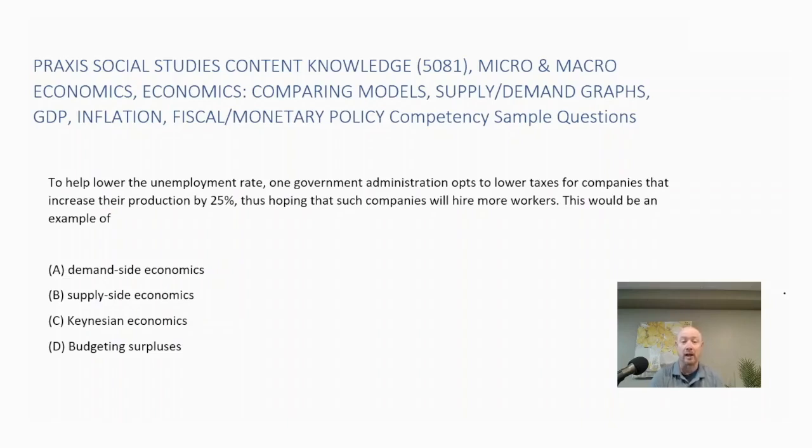All right, so what we're looking at is an increase in production by 25%, and it's the government getting involved trying to promote the increased production by 25%. So what we're trying to do is increase the supply side. This is also known as trickle-down economics, where the government is trying to limit barriers for companies and give them incentives to increase their production. So the correct answer here would be choice B, supply-side economics.